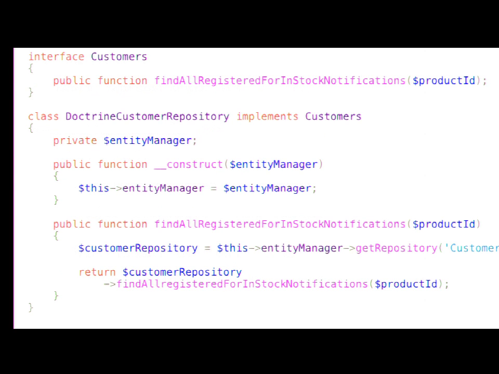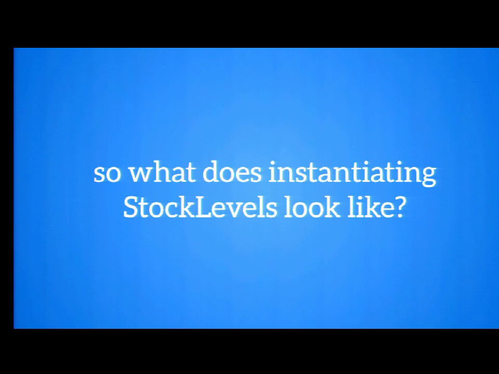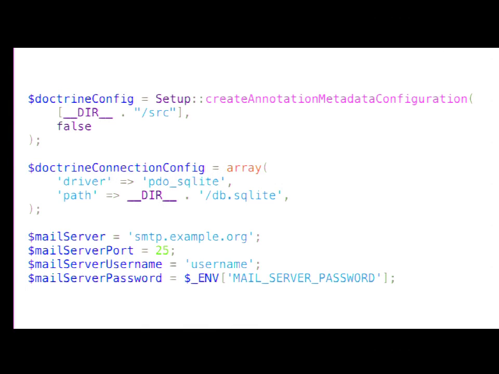And if we do the same with customers, our Doctrine customer repository is an implementation of customers, so we can swap it in and out again. And we want to create the Doctrine entity manager somewhere else and pass it in. So if we do all of this, it makes instantiating a stock levels class quite a bit more difficult. It might be quite flexible, but if we want to create one, we might have all of this code. We've got all that stuff saying, here's the Doctrine configuration, here's the Doctrine connection configuration, here's our mail server port, username, password.